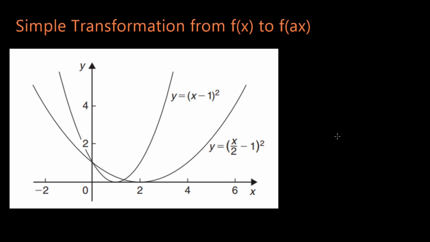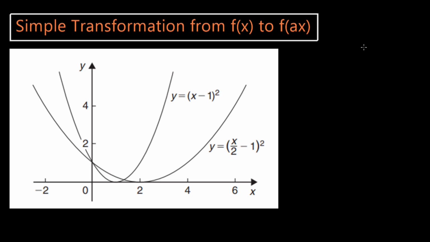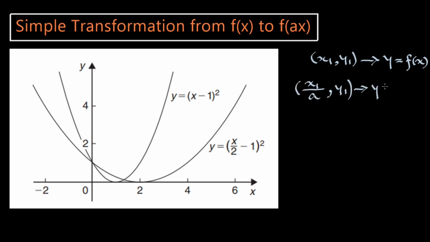Before we understand simple transformation from f(x) to f(ax), let us understand one thing: for every point (x1, y1) on the graph of y = f(x), there exists a point (x1/a, y1) on the graph of y = f(ax), where 1/a is the scale factor for the x coordinate.